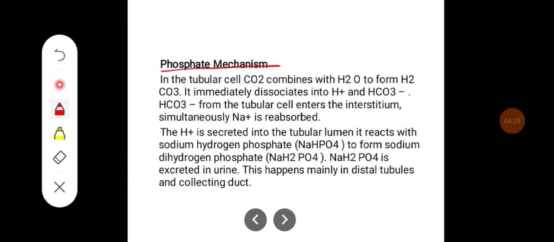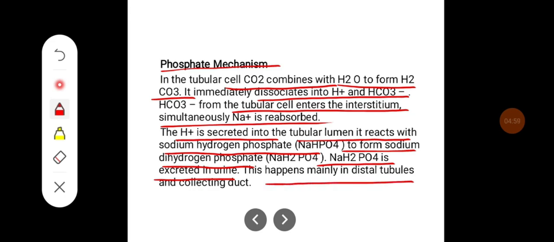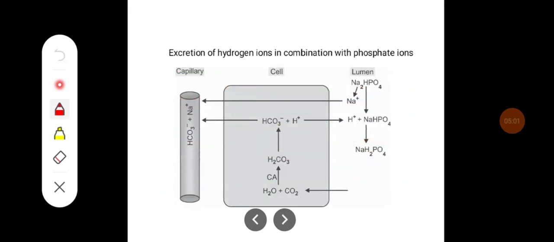Then the phosphate mechanism. In the tubular cell, carbon dioxide combines with H2O to form H2CO3, that is carbonic acid. It immediately dissociates into H+ ions and bicarbonate. Bicarbonate from the tubular cell enters into the interstitium. Simultaneously, sodium is reabsorbed. The H+ secreted into the tubular lumen reacts with sodium hydrogen phosphate to form sodium dihydrogen phosphate, and sodium dihydrogen phosphate is excreted in urine. This happens mainly in the distal tubules and collecting duct.